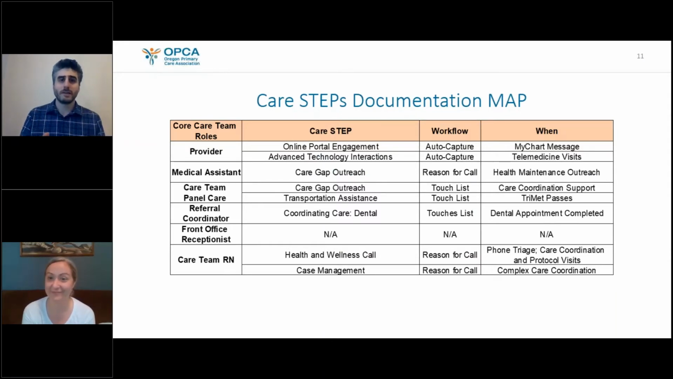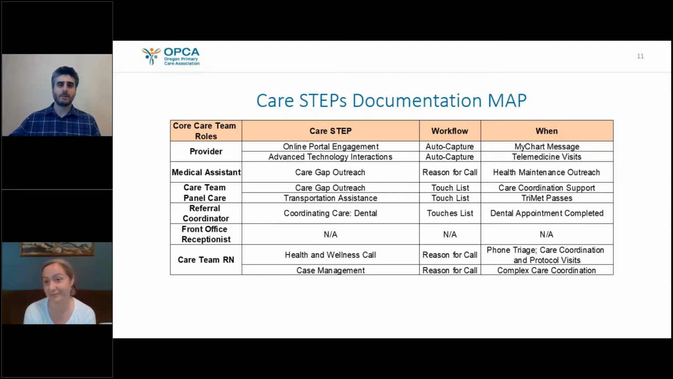So when thinking about care steps, I always want to start with the 3, 2, 1. When thinking about care steps and the people that provide them, I always start with the core care team. And for Virginia Garcia, that core care team includes a provider, an MA, a care team panel care coordinator, a referral coordinator. We also connect a front office receptionist to that team, and the care team always has 1 or 2 RNs.